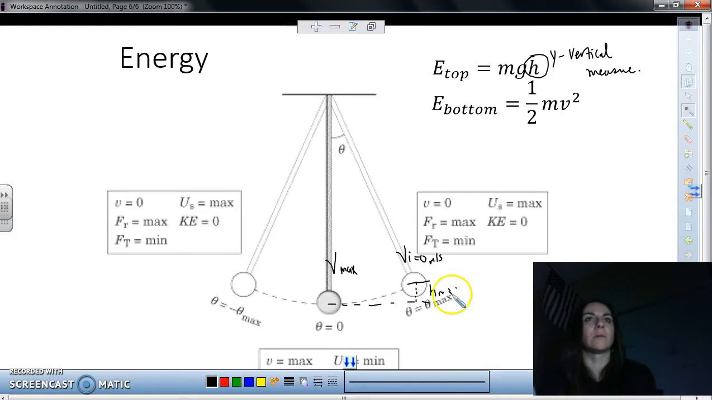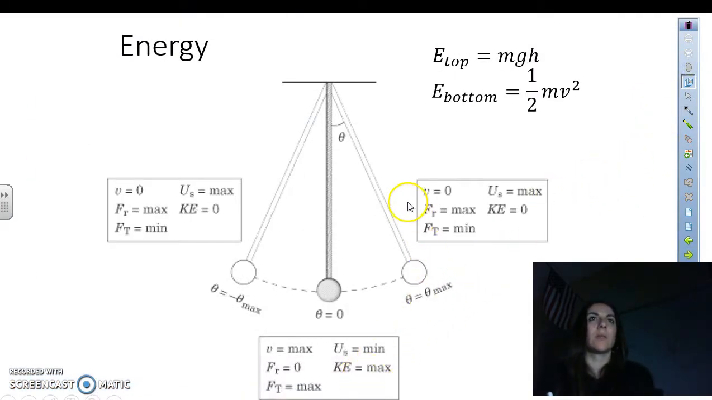Sorry, this is being slow. And then the h here, h min, if you will. So, going back to this, that's just a quick energy recap of a pendulum.